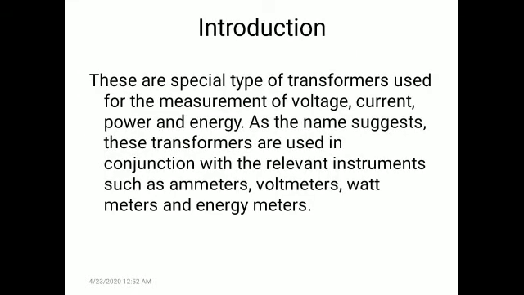Okay, now the introduction. I have already told you the abbreviations and what topics we cover from the given slides. Introduction: these are a special type of transformer used for the measurement of voltage, current, power, and energy. Power is measured by the wattmeter, and energy is measured by the energy meter.